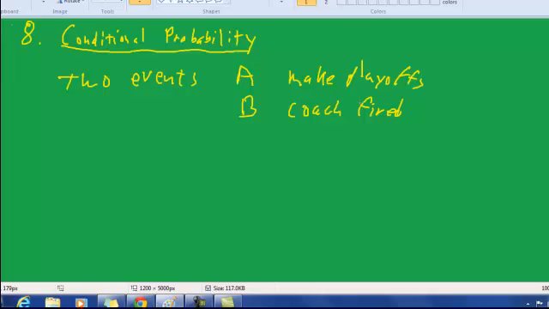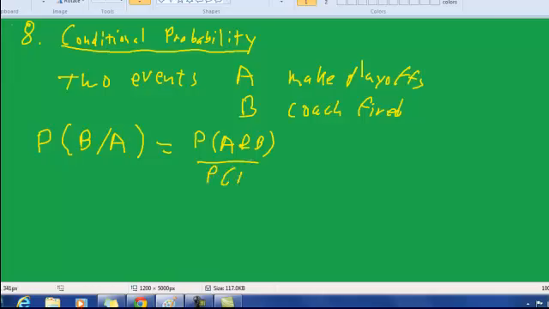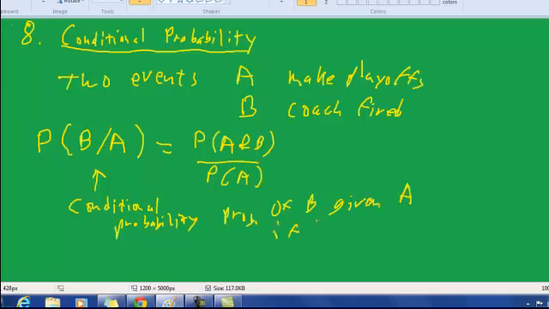Okay, the definition of conditional probability: we can write the probability of B slash A is defined as the probability of A and B over the probability of A. This little slash is an indication of conditional probability. It means the probability of B given A. That is, if A occurs, what is the probability of B? So given that the team makes the playoffs, what's the probability that the coach will be fired?